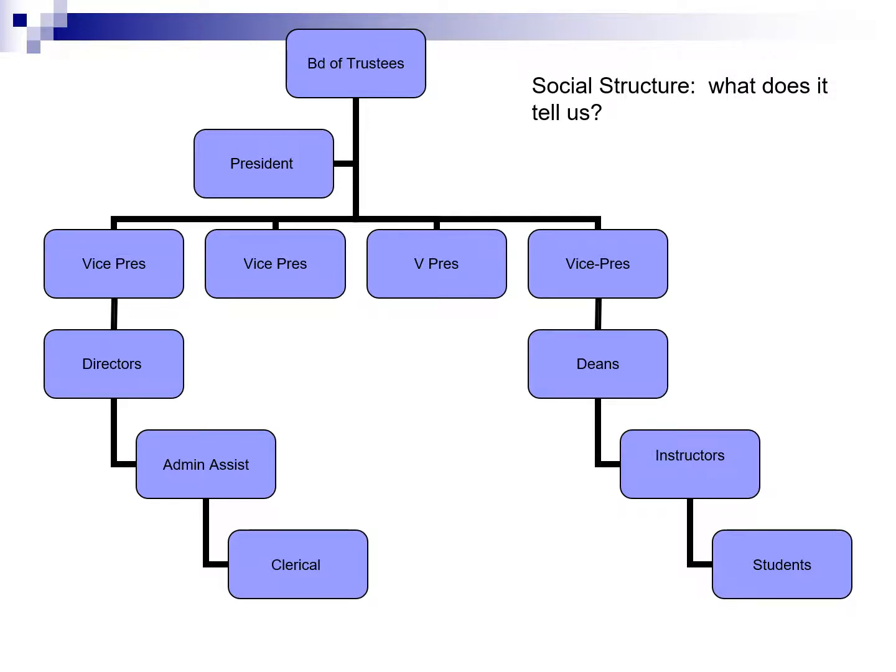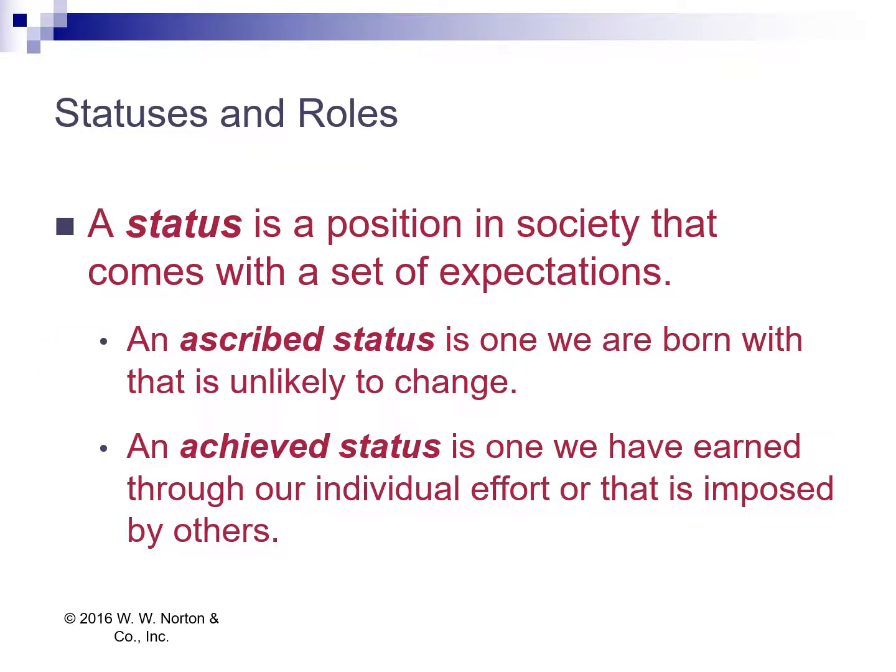Okay, here are the words that sociologists would use for that organization chart that I just described to you. They use the term status. Status is the position in society that comes with a set of expectations. So the dean is one status, the vice president is another status, and the president, of course, is another status.